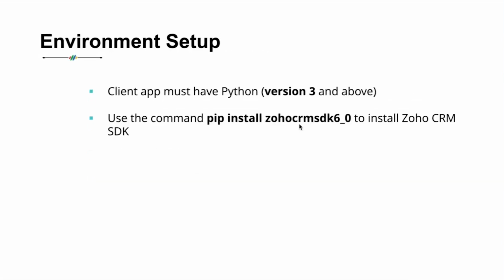Now, for you to use any SDK for that matter, you need to have a proper environment. So for Python SDK specifically, we recommend that your application have Python version 3 or above, and you must use this pip command to install Zoho CRM as a package. So the package name is Zoho CRM SDK 6_0. This is the latest package that we have for Python SDK, which uses the version 6 APIs. So you can use the pip command to install our SDK.